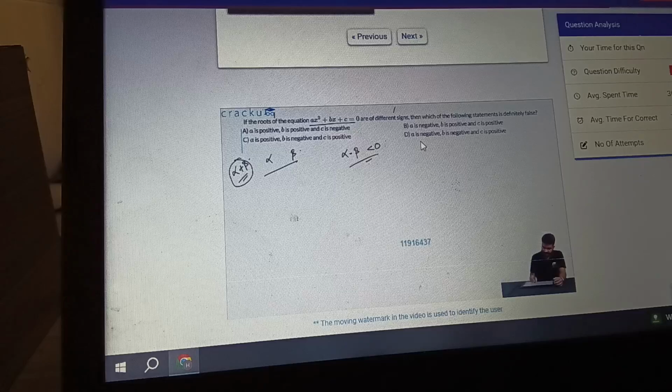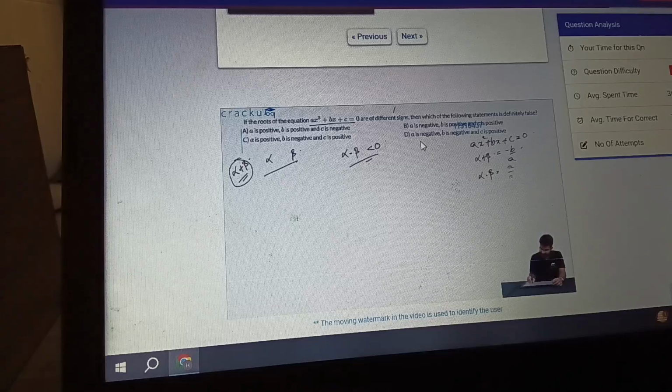0. Now we always know that ax square plus bx plus c, if this is the quadratic equation which equals 0, we know that alpha plus beta, if alpha and beta are their roots, will equal minus b by a, and alpha into beta will equal c by a. So what we can conclude by the information that is given is that alpha into beta, that is c by a, is less than 0.